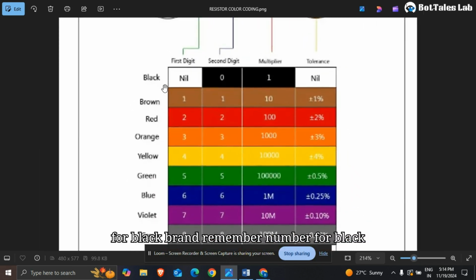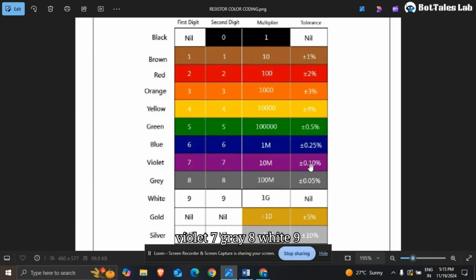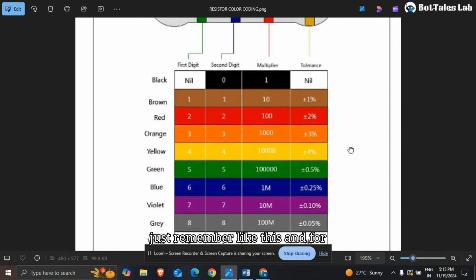For the colors, remember the numbers. For black, the digit is zero. For brown, one. For red, two. For orange, three. Yellow, four. Green, five. Blue, six. Violet, seven. Gray, eight. White, nine. Just remember it like this.